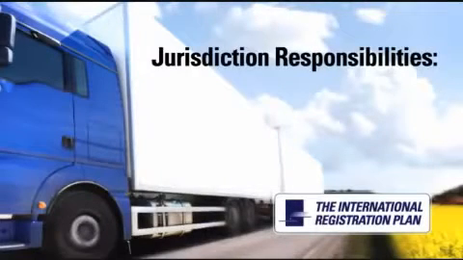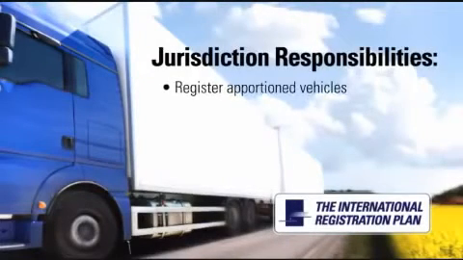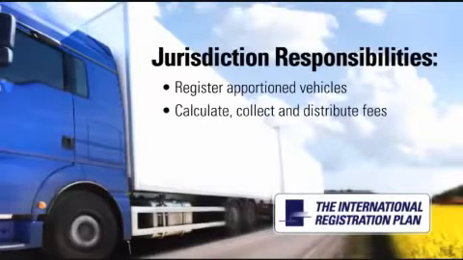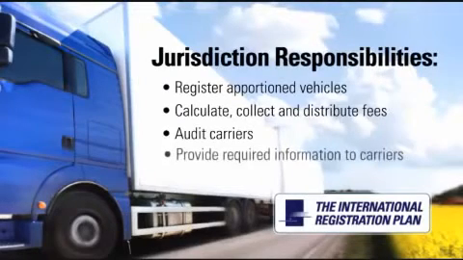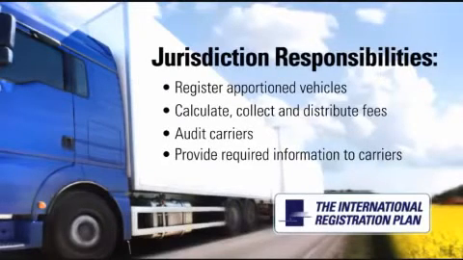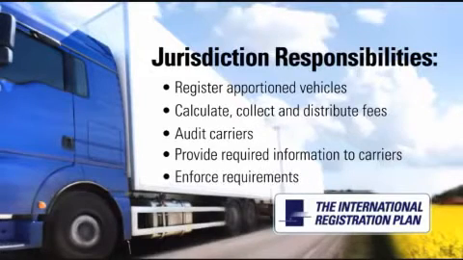Under the IRP, jurisdictions must register apportioned vehicles, which includes issuing license plates and cab cards or proper credentials, calculate, collect, and distribute IRP fees, audit carriers for accuracy of reported distance and fees, provide carriers with record-keeping requirements and information on acceptable practices, and enforce IRP requirements.